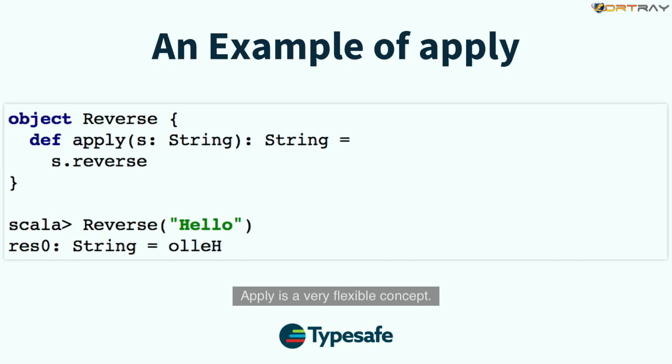Apply is a very flexible concept. In this case, I've created an object reverse, and inside of it is an apply method that takes a string, reverses it, and returns that reversed representation of the string. If I call reverse hello, I never explicitly state that I want to call the apply method. However, the term I am using is the reverse object, and the apply method is delegated to because I never explicitly called a method on that term.